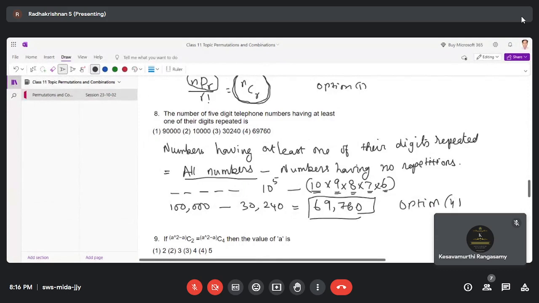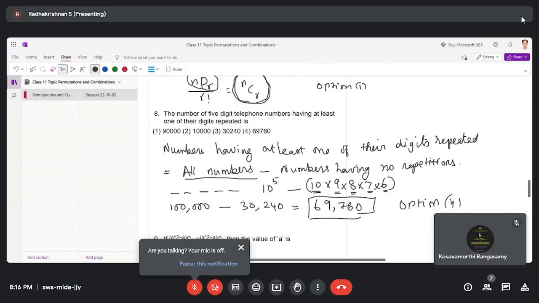Sir, why have you put 10P5 there? Manohar, you just joined. When did you join? Sir, we didn't see you so far.